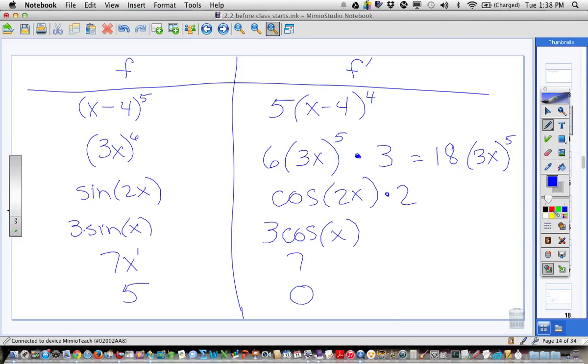Now, does that fit the rule? Well, actually it does. You say, well, there's no x there. How can it fit the rule? Well, there is an invisible x there. It's x to the 0. 5x to the 0 is the same as 5. If we bring this 0 down in front, well, enough said, right? You bring the 0 down in front, it's going to be 0 times all that. It's going to wipe it out, and it's going to be 0. Okay? So it does fit the pattern. But a constant horizontal line, slope is 0. Just remember it that way.